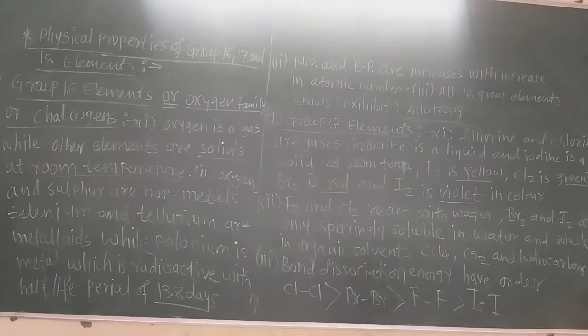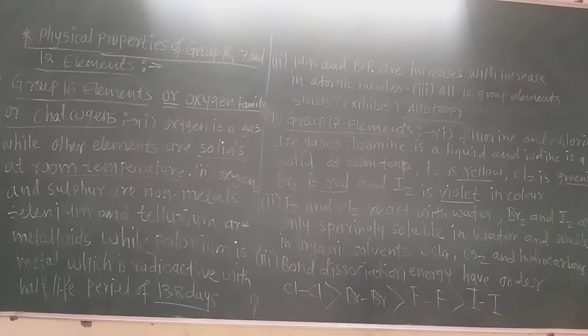So oxygen is a gas. The physical state of oxygen at room temperature is gas. And the other elements, sulfur, tellurium, selenium, and polonium, are all solid in this group. Now oxygen and sulfur are non-metals. We know that oxygen is a gas. Though sulfur is a solid, it is a non-metal. It is not a metal. But selenium and tellurium are metalloids. That means they show the properties of metals as well as non-metals. So they are called metalloids.